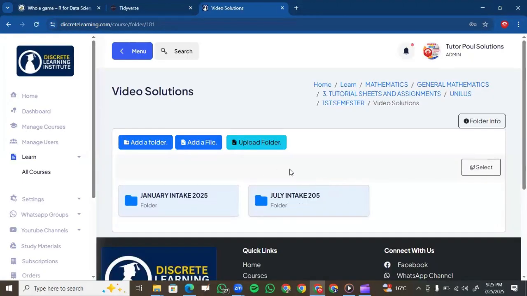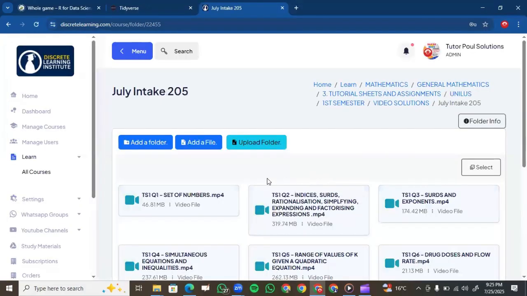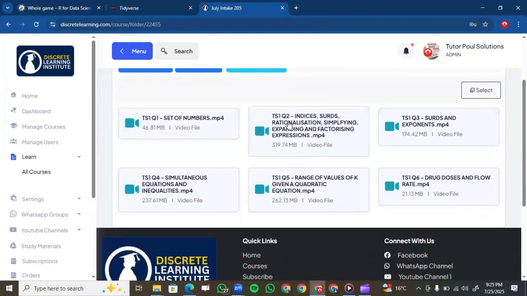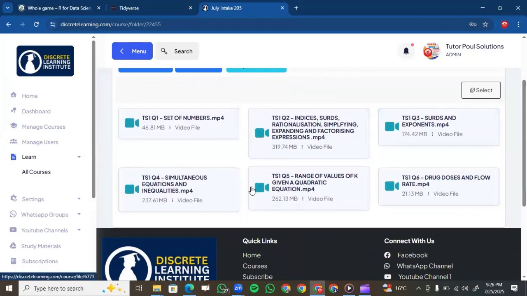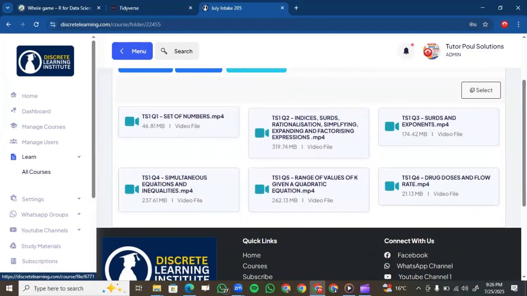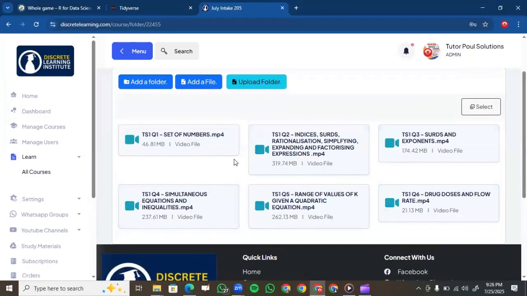And then there's the January intake and the July intake. For the July intake, so far you only have one tutorial sheet, so that's what we've solved. You can see tutorial sheet 1, question 1, 2, 3, 4, 5, 6. These are the full videos for all the questions in that tutorial sheet 1, so you can access them here.